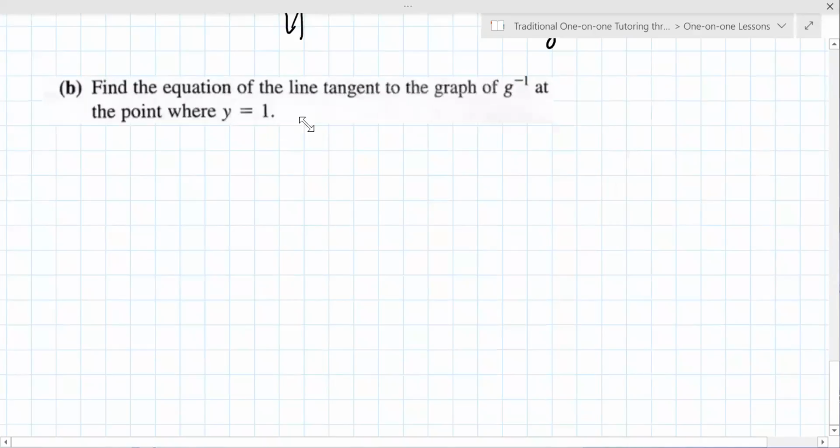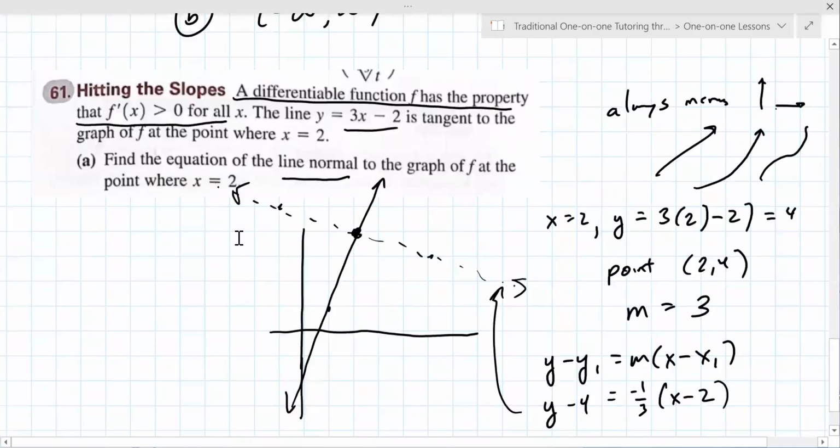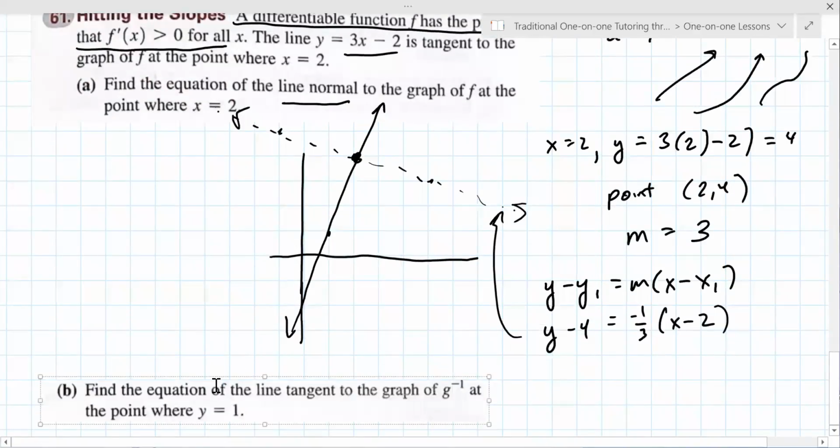Find the equation of the tangent line of the graph of G inverse. What is G inverse? At the point where y equals 1. What is G? Can I only give you F? Let me look here. Oh, I'm sorry, I grabbed part B from the wrong question.